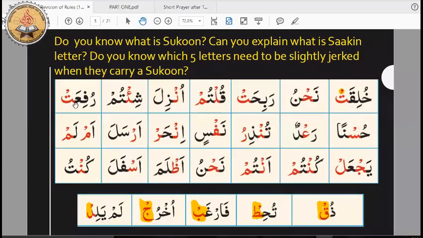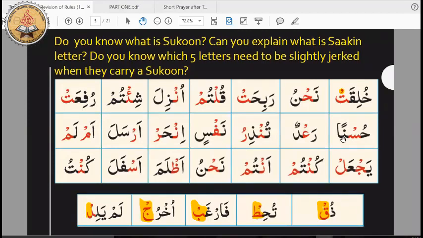Excellent. Which is the second letter in this example? Ta. Excellent. The ta is the second letter, so you joined the ayn to the ta nice and gently. That was really good. Let's move on to the next one now. One more time. Perfect. That was really good, mashallah.